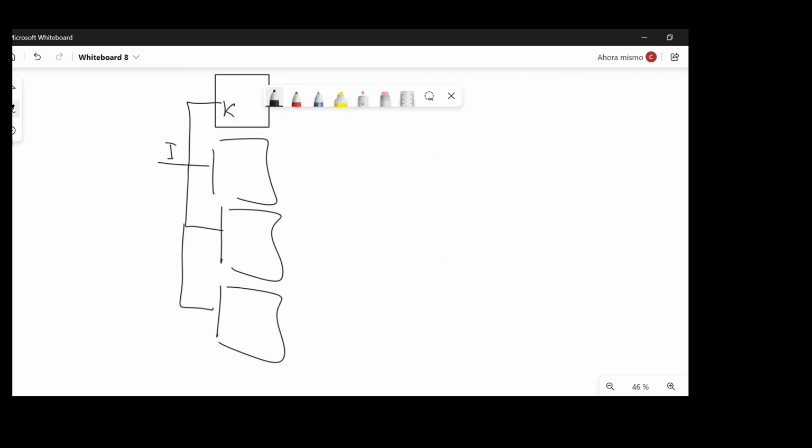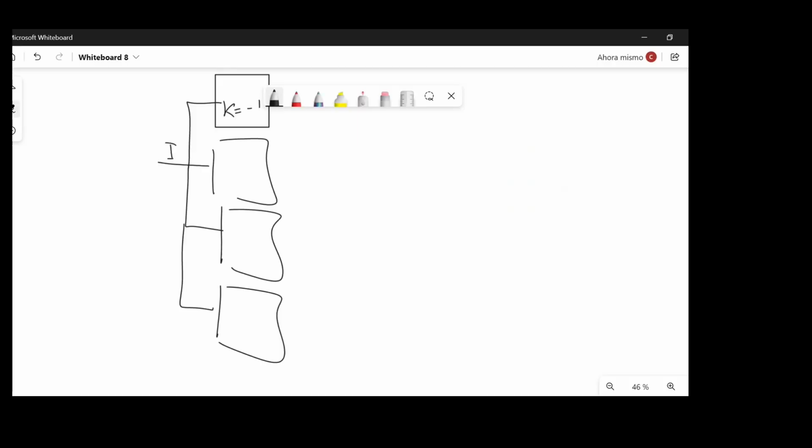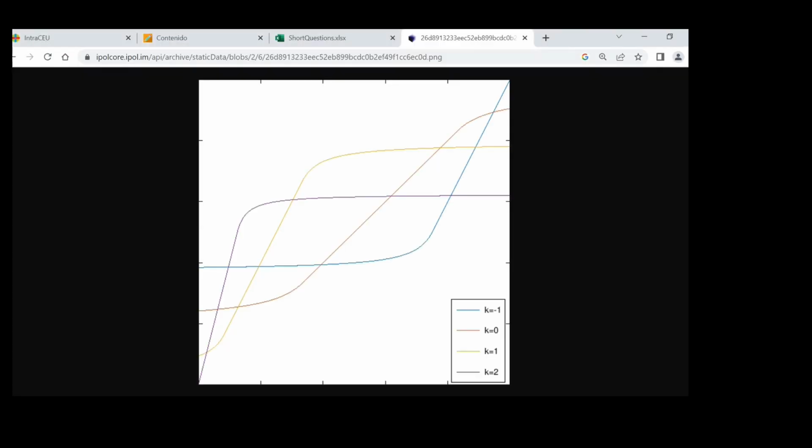So one with k equal -1. Make sure that I get the right. So you have a system with k = -1, another system with k equals 0, another system with k equals 1, and another system with k equals 2. And these are point processes that we have studied today.